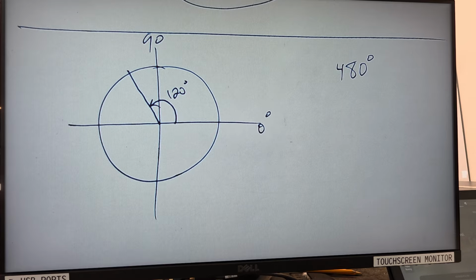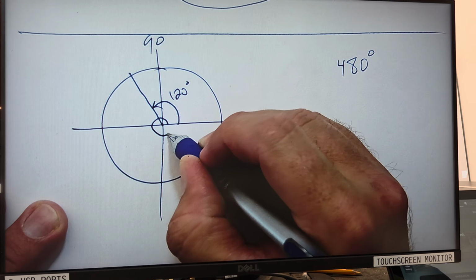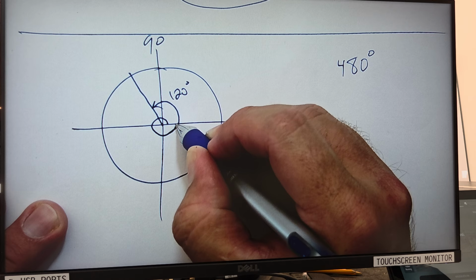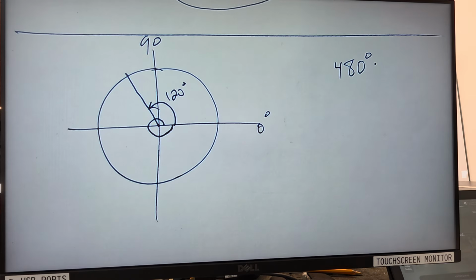How much is a full rotation? 360. So then how do you figure out where 480 would be? Does 480 degrees have a full rotation in it? Yes. Okay, so to get to 480 degrees, wouldn't I have to go all the way around, and then how much more? So do you see how 480 is in essence the same angle as 120? Do you guys see that?